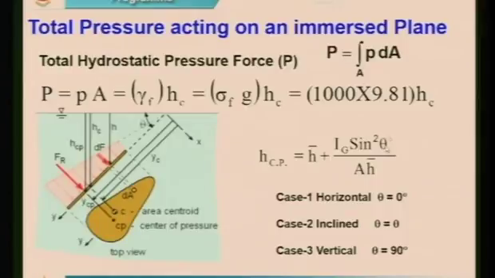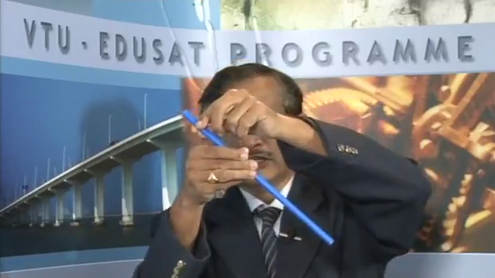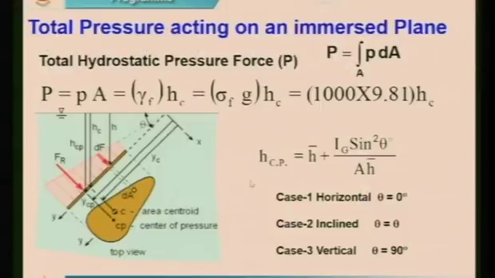Suppose theta becomes 90, instead of becoming 0 or inclined at some angle. What will happen, my dear friend? You can see the maximum deviation will be in the CP. h_CP is equal to h bar plus I_G sin square 90 over A h bar. Sin square 90 is 1.